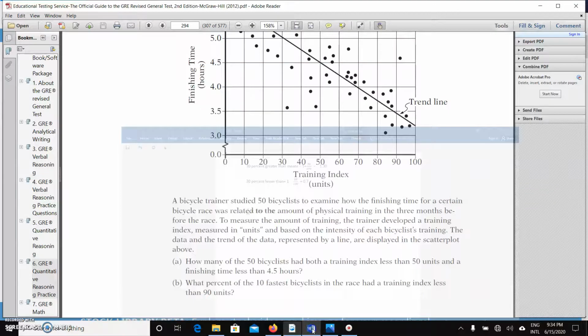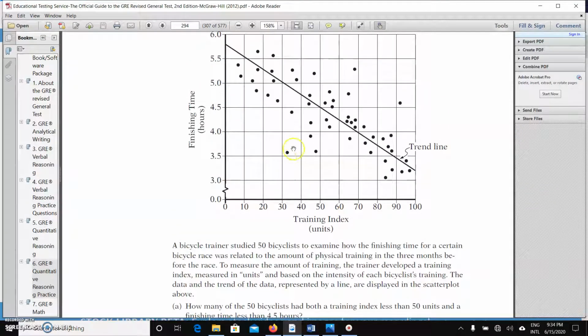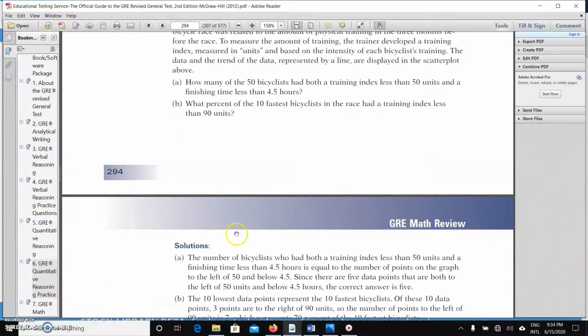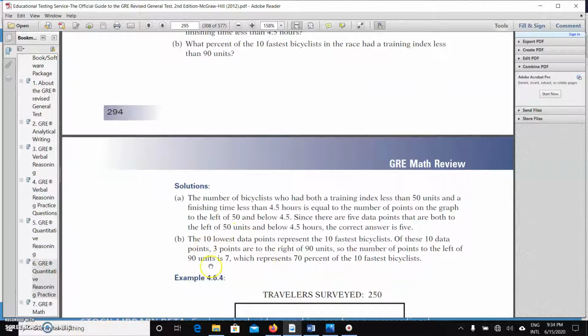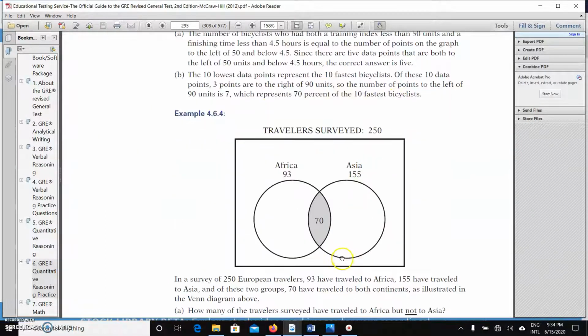So it means that this 7, 1, 2, 3, 4, 5, 6, 7, is lesser than 90 units and they are very fast. So that's 70%. Let me check. So the number of points left for 90 units is 7, which represents 70% of the 10 fastest bicycles.